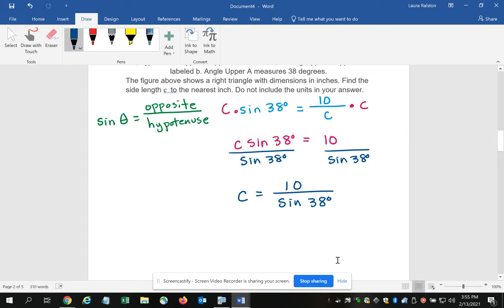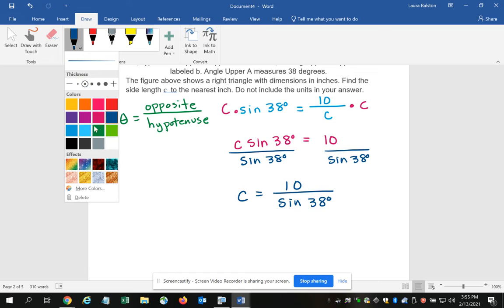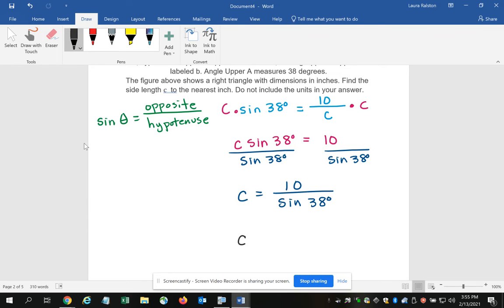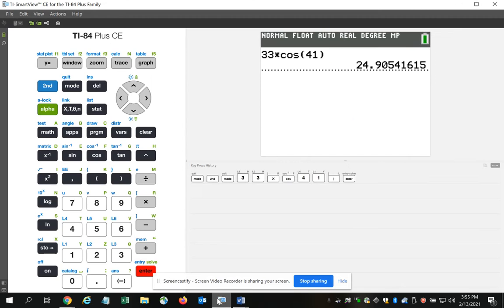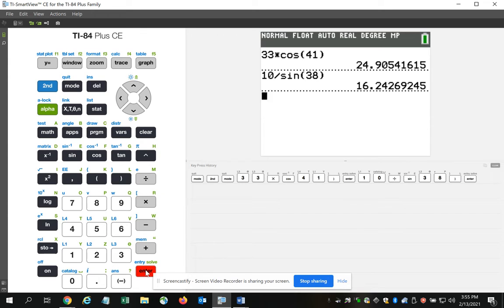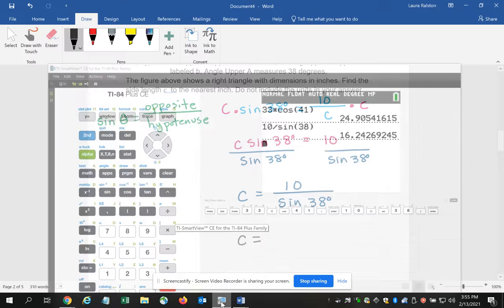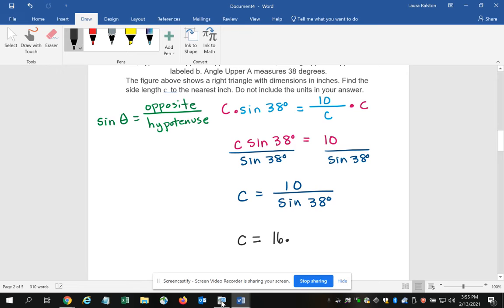It tells us we want it to the nearest inch. Again, 38 degrees is not a measurement that's on our unit circle, so we need to use our calculator. Making sure our calculator is in degree mode, I would have 10 divided by the sine of 38 degrees, and I get 16.24. Rounding to the nearest inch, the 2 after the decimal is not going to cause us to round up, so it's going to be 16. It says don't include the units in your answer, but this is really 16 inches, but you would just simply type 16 in to Newton.